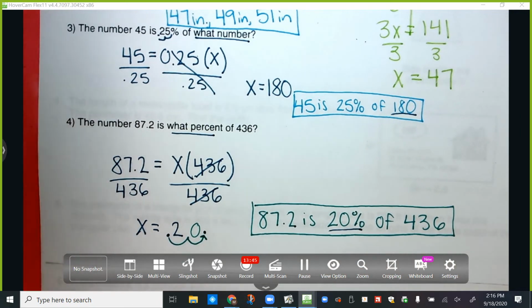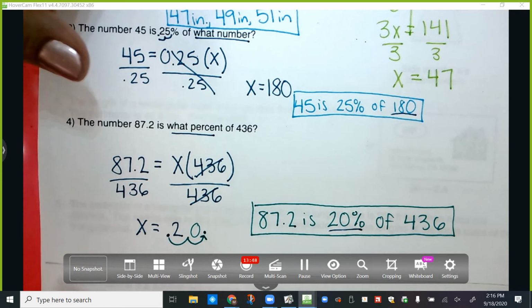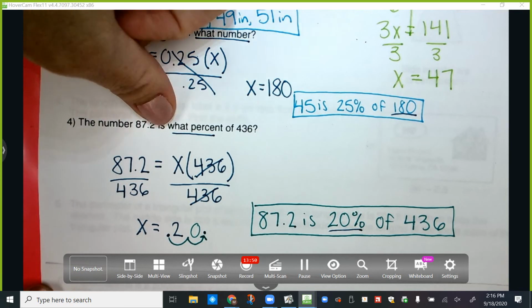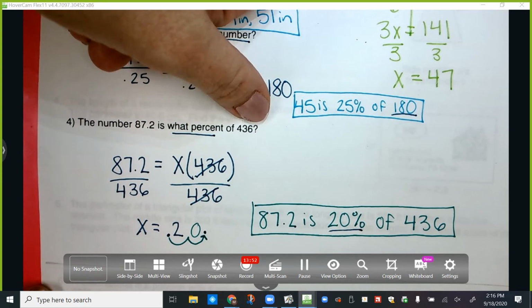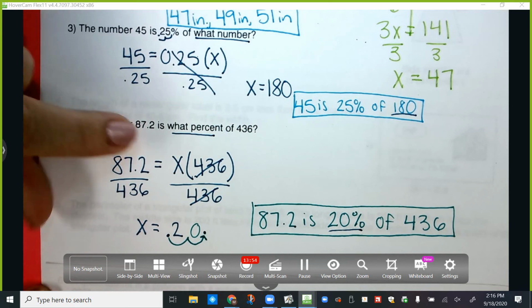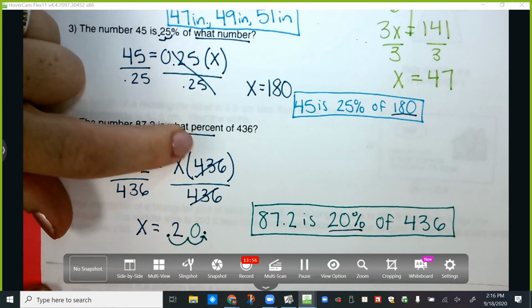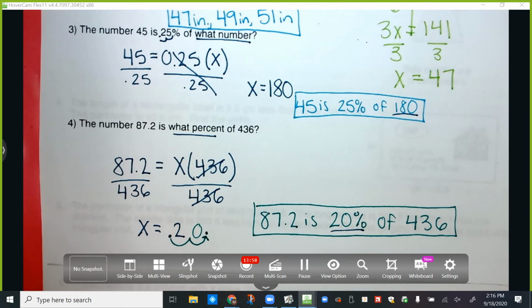Okay, so Jose, you had a good question. I want you to realize if it said what number is 20% of 436, we would have said X equals the percent times the number. Does that make sense? So your X can be anywhere. It's wherever it says what number, what percent. Whatever our unknown is, that's where that goes.